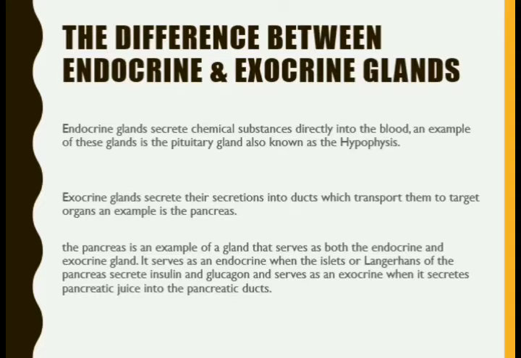There are certain glands that can serve as both endocrine and exocrine. An example of these glands is the pancreas. The pancreas serves as an endocrine gland when it secretes the hormones insulin and glucagon directly into the bloodstream, and acts as an exocrine gland when it secretes pancreatic juice into the pancreatic ducts.